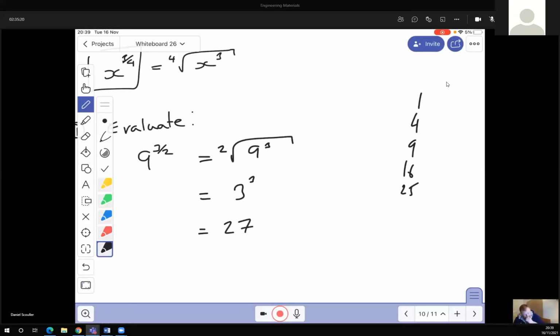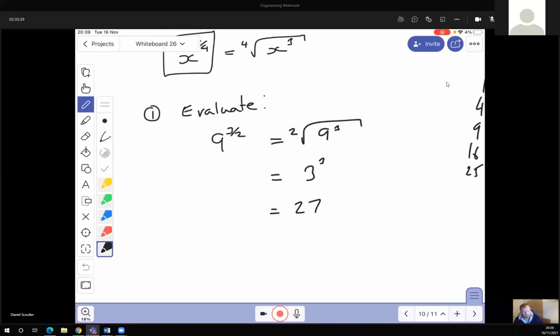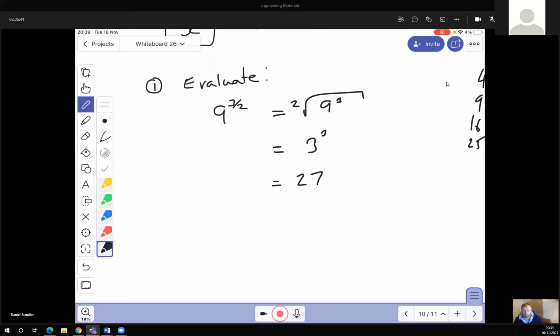Then you're left with 3 to the power of 3, which is just 3 times 3 times 3. 3 times 3 is 9, times 3 is 27. It's one of those ones where you shouldn't overthink it, just go through the process and it'll become apparent. A really common one, a quick 2 marks.